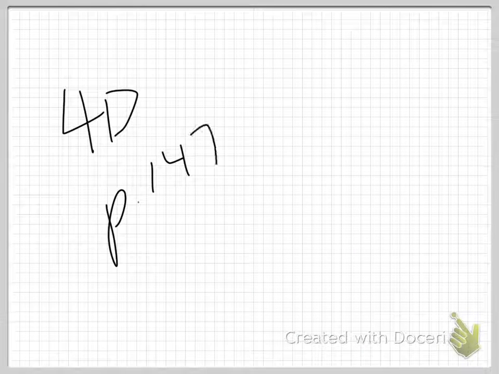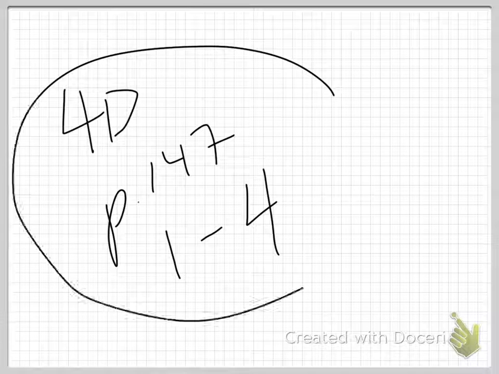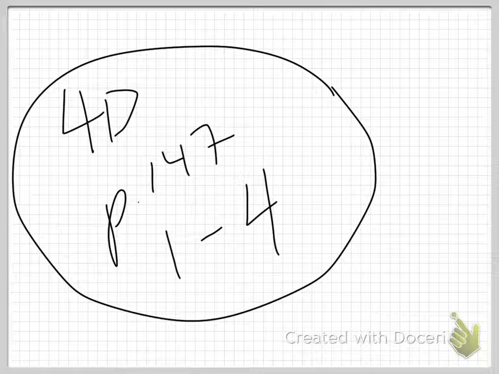So assigned is 4D, page 147, numbers 1 through 4. I'm not going to give you the worksheet yet, because that would just be craziness. That'd be cruel and unusual. So anyway, you can get started on 4D now. I'd like you to at least try one 4D problem. Don't be scared. You can do it. Pardon?